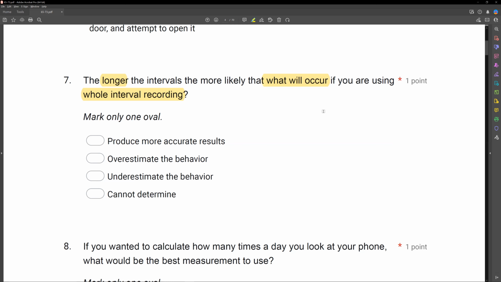That's why when we use interval recording, typically, we like shorter intervals. They're more sensitive, and typically they're more accurate. So what's going to happen, most likely, the longer you make this interval with whole interval recording, is you're typically going to underestimate the occurrence of behavior.